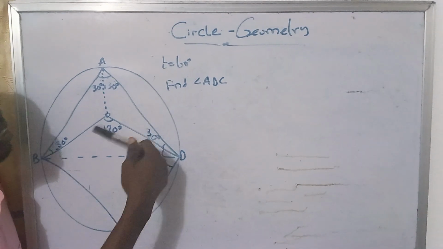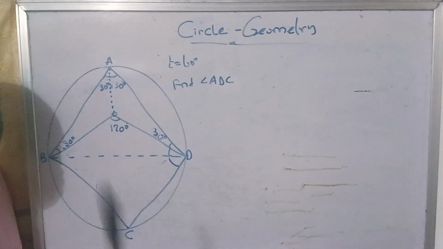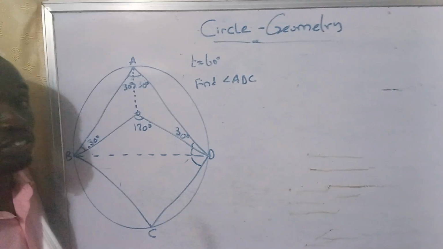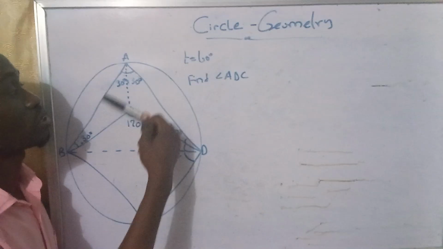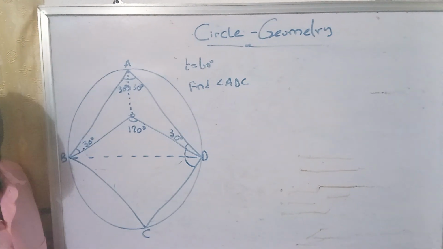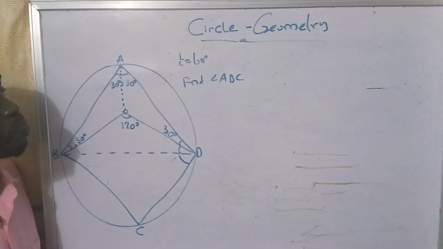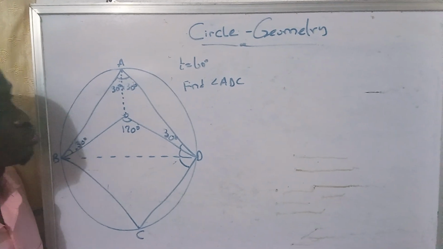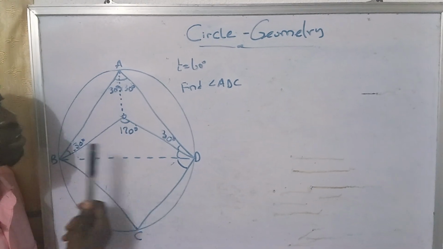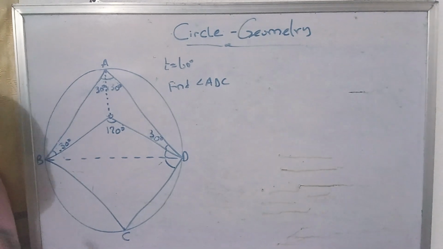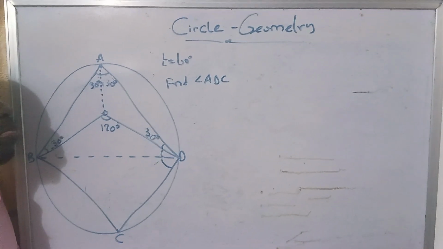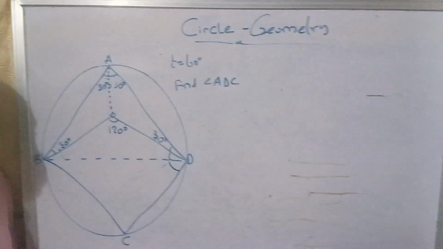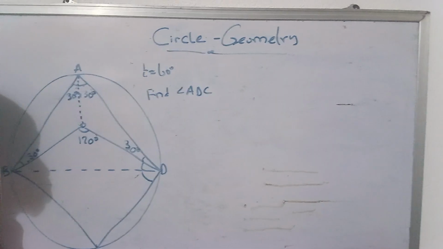Now in this case we have a kind of triangle called what? Isosceles triangle, which says that these angles, in an isosceles triangle, are the same. So since we have 30 and we have 30 as the base angles, that kind of triangle is called what? Isosceles triangle.